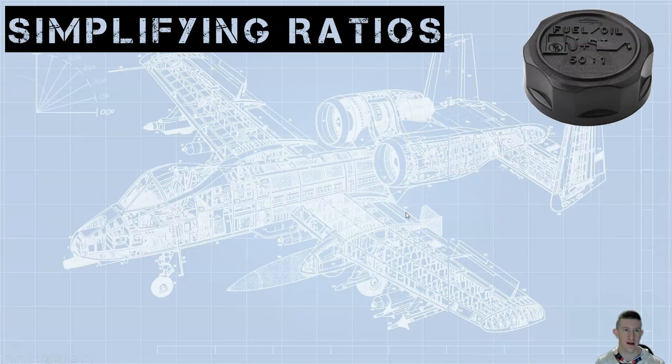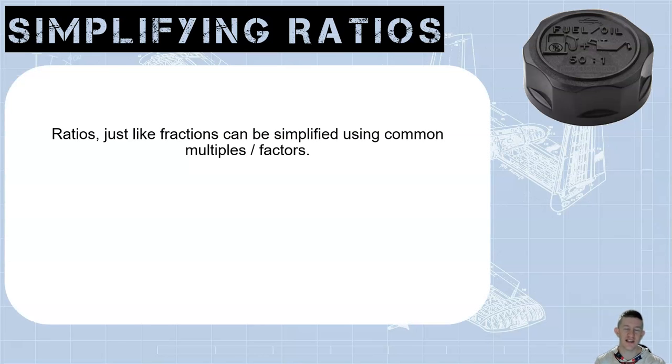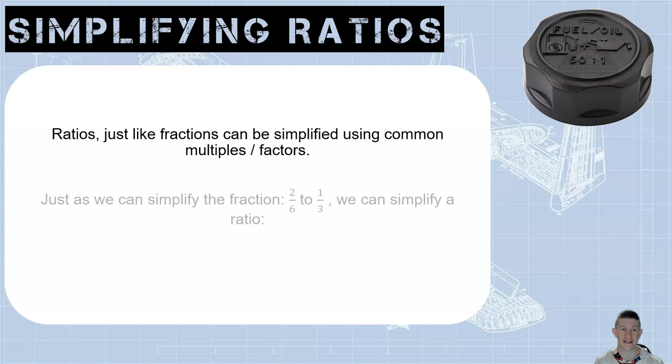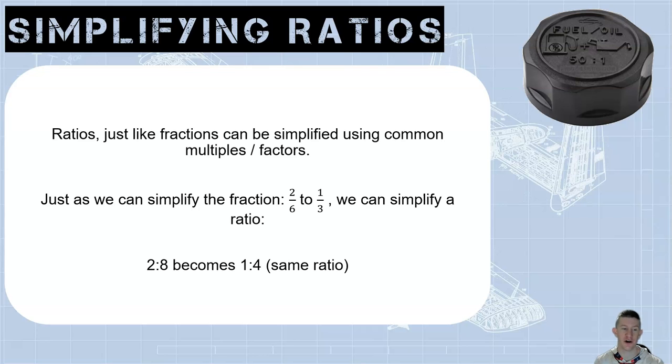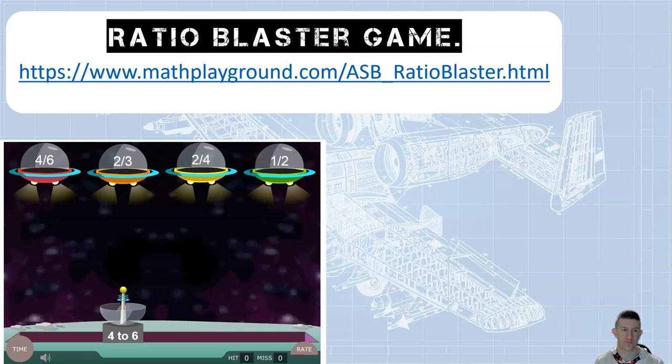Now we're looking at simplifying ratios. So just like a fraction, as I said before, we can simplify it using common multiples and factors. Just as we can change 2 on 6 as a fraction into 1 on 3, we can simplify a ratio, so 2 to 8 becomes 1 to 4. It's exactly the same ratio, we've just factorized it down. If I was mixing this, it doesn't matter if I go a 2 to 8 or a 1 to 4, the balance is still the same.